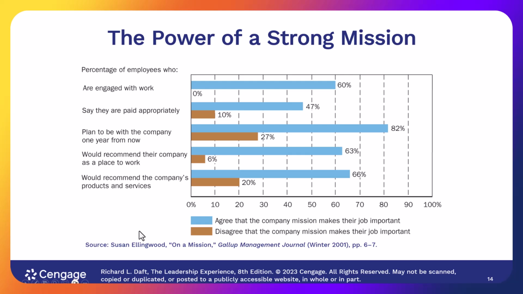So if we look at the power of a strong mission, at the bottom, the blue bars symbolize agree that the company mission makes their job important. The brown symbolizes disagree that the company mission makes their jobs important. So when you have a strong mission, you see people are engaged with work. You see there's 60%. So when people say that they are paid appropriately, you notice the people who agree that the mission makes their job important, look at that. You see the blue graph is consistently higher than the others, which tells you when people disagree that the company mission makes their job important, they're much more inclined to be less engaged, and probably less productive.